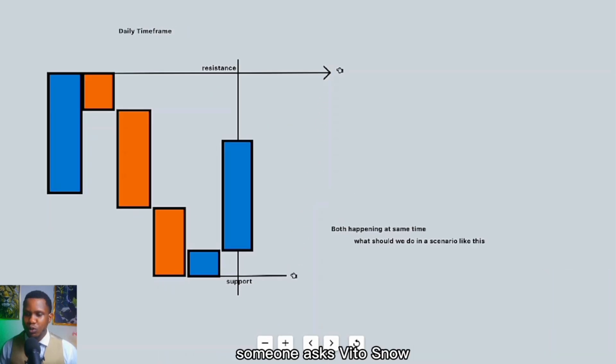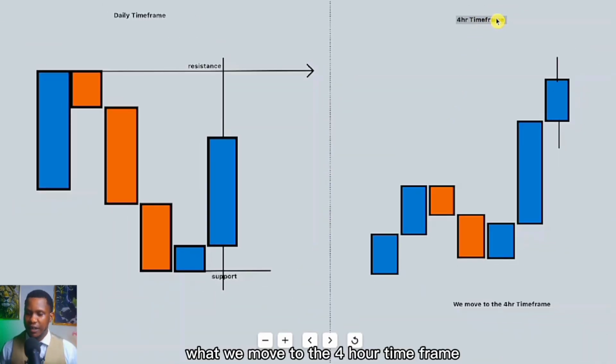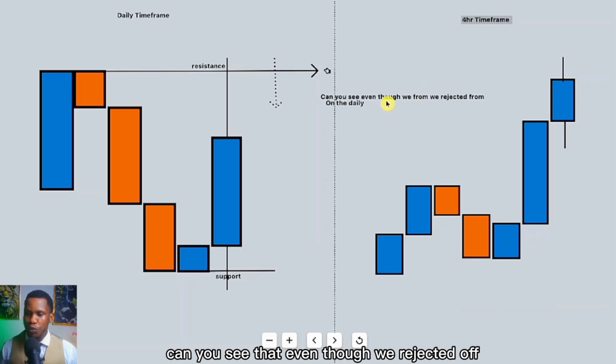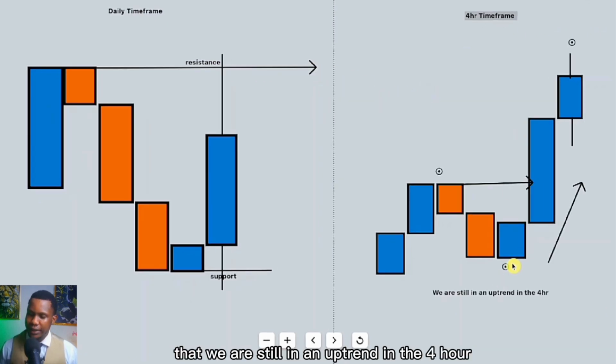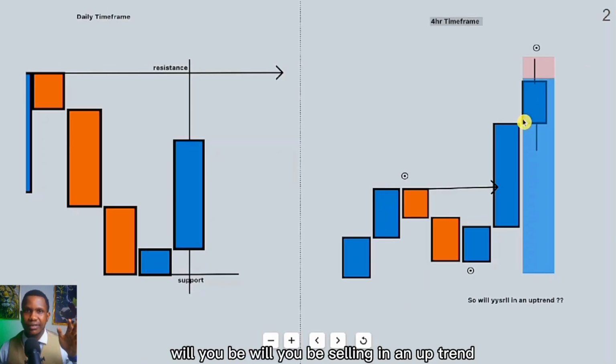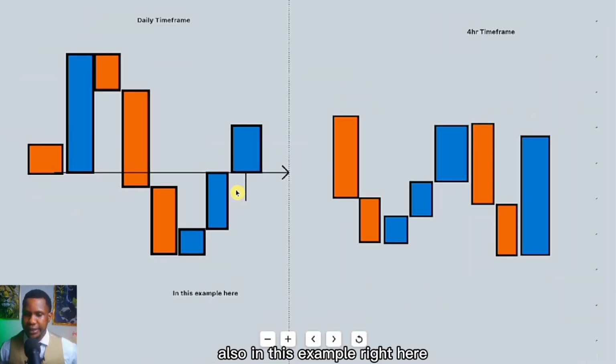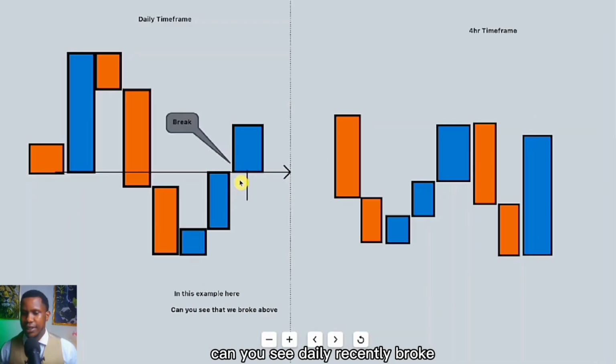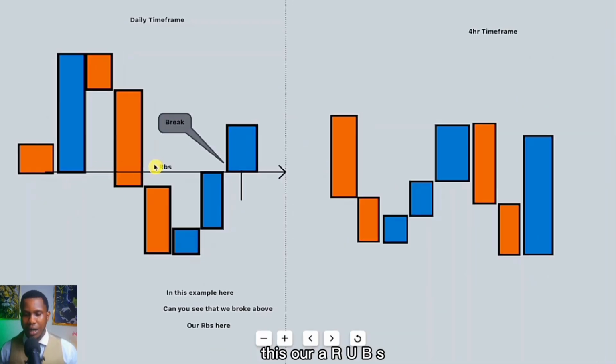Someone will ask, Vitus, what should we do in a scenario like this? We move to the 4-hour time frame. Can you see that even though we rejected off this daily resistance recently, we are still in an uptrend in the 4-hour? Will you be selling in an uptrend? Of course not. Also in this example right here, can you see daily recently broke this, our RBS?